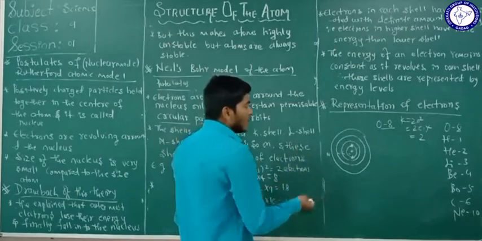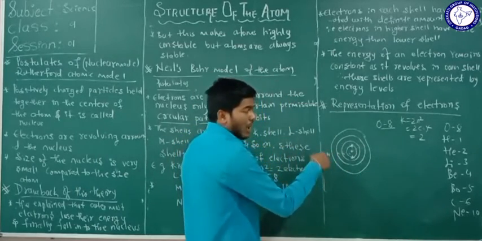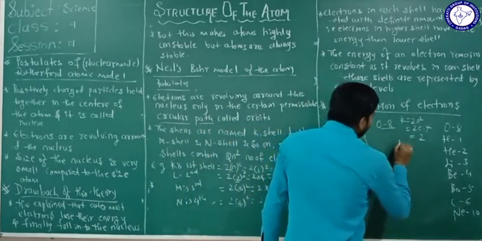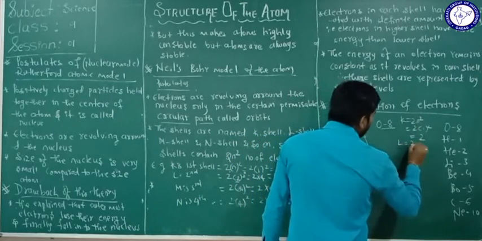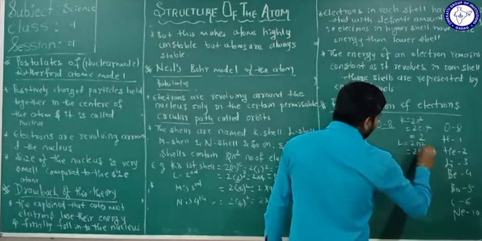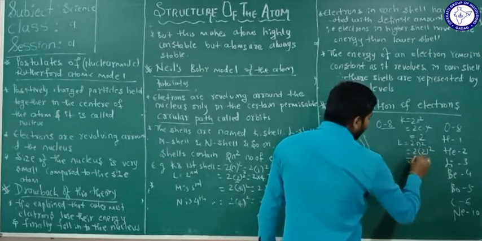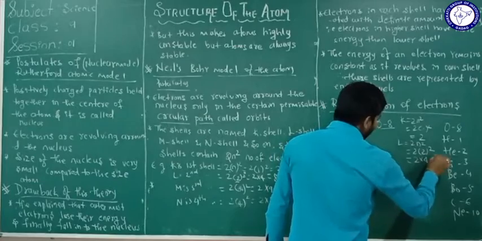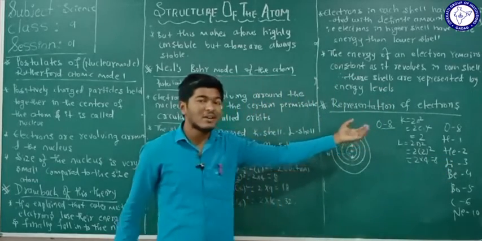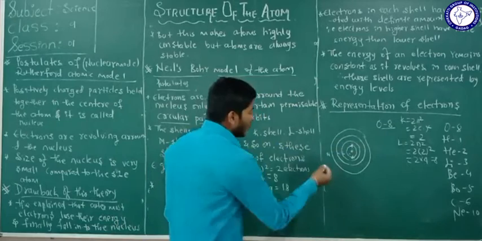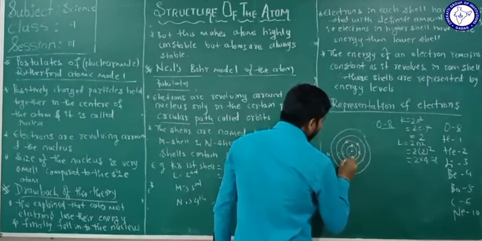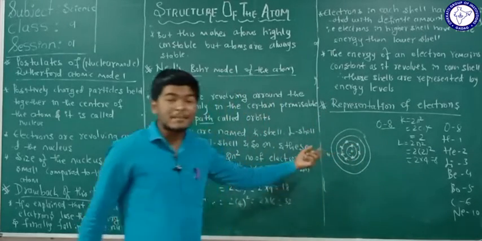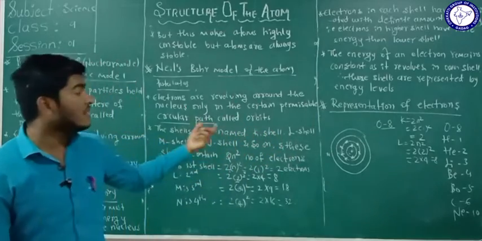We have to fill the remaining electrons in the next orbit. So, the capacity of the L orbit is 2n square, that is 2 into 2 square, because it is the second orbit. 2 into 4, that is equal to 8. But we have only the remaining 6 electrons. So the 6 electrons are going to be represented in the L orbit. So this is the representation of the electrons present in an atom.